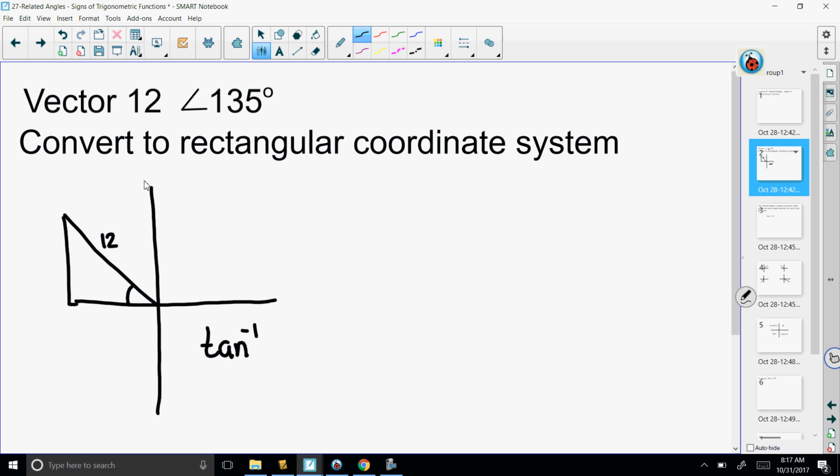You wouldn't have to do inverse tangent. Sorry, that's not going to find you the angle measure. But we are going to be using sine and cosine. That angle measure, you're going to take 180 minus 135, and you find out that this is a 45-degree angle. That 45-degree angle is what is known as your related angle. It's the angle towards the x-axis.